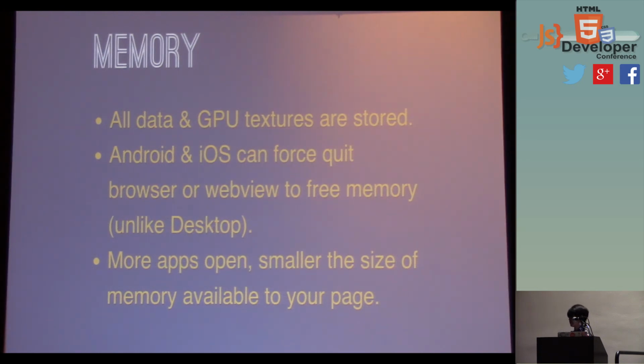Even on desktop, if you're approaching a point where your memory is too small, the operating system will warn you, hey, your memory is too small, quit some applications, which is fine. But on mobile devices, there is no such warning. These operating systems automatically quit your pages or your web views to free up memory. And when you have a lot of apps open and a user opens your website, you have much less memory to work with because all these other apps have already used the available memory space. That's kind of constraining.